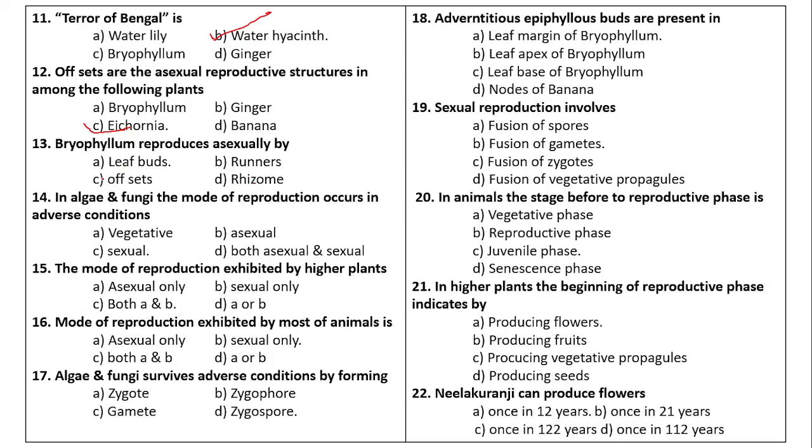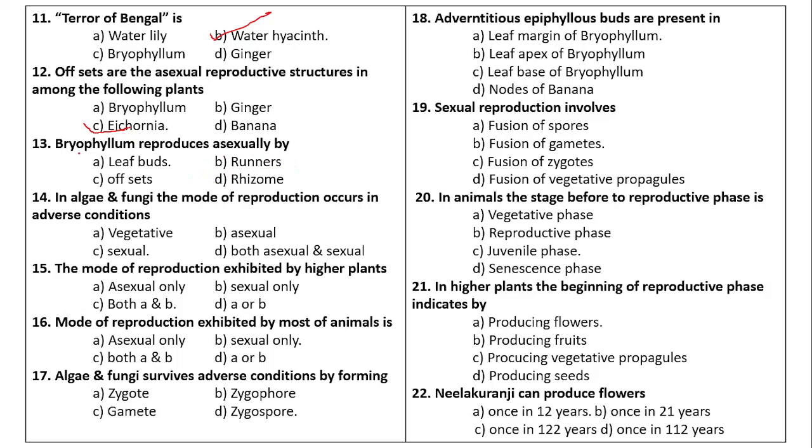Out of these, offset is cancelled first. Option C can be taken off very easily. Why? Because offset is the reproductive structure in aquatic plants, not in terrestrial plants. Then rhizome is a modified stem for asexual reproduction, so option D can also be taken out. Even runners are asexually reproductive structures that are modified stems again.